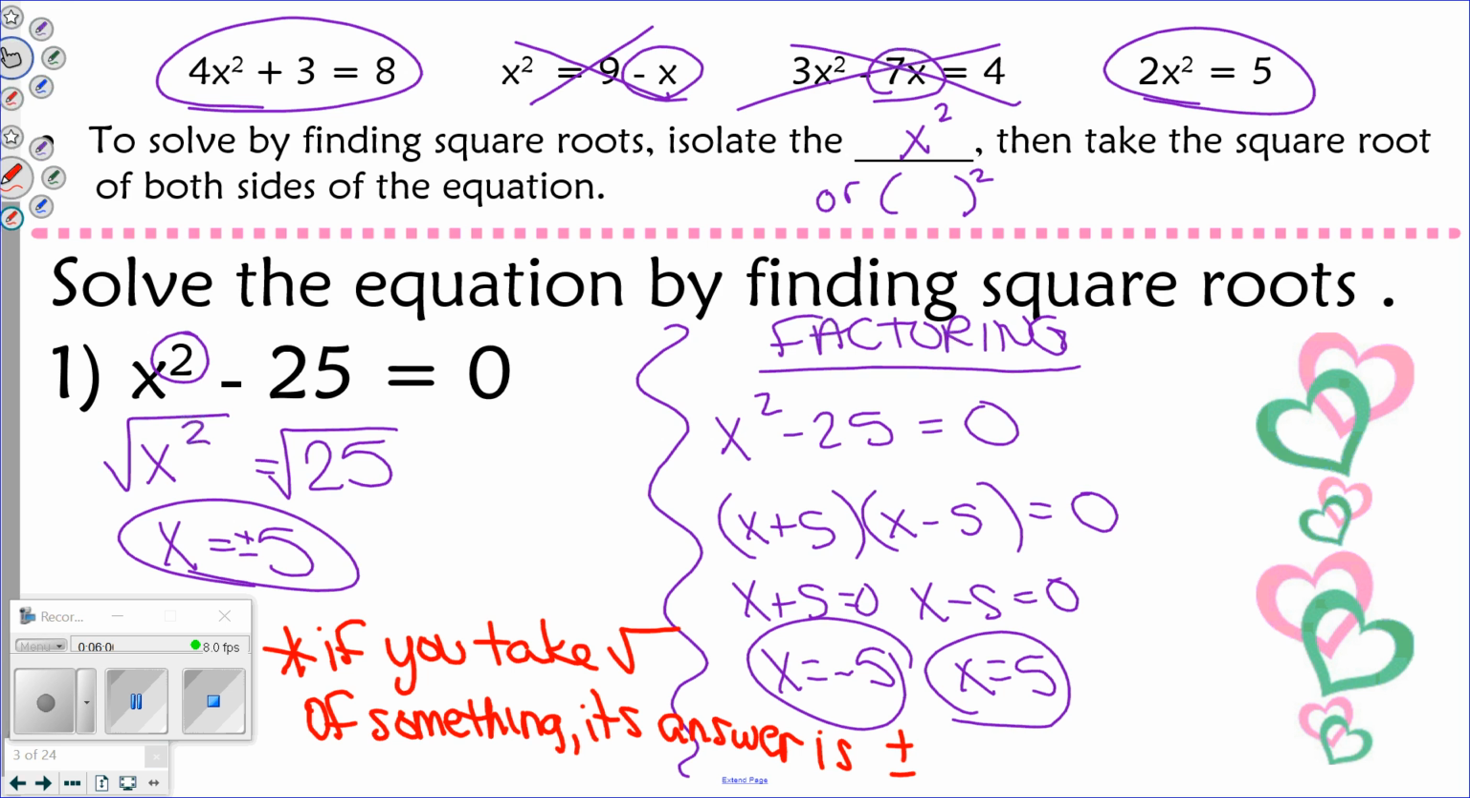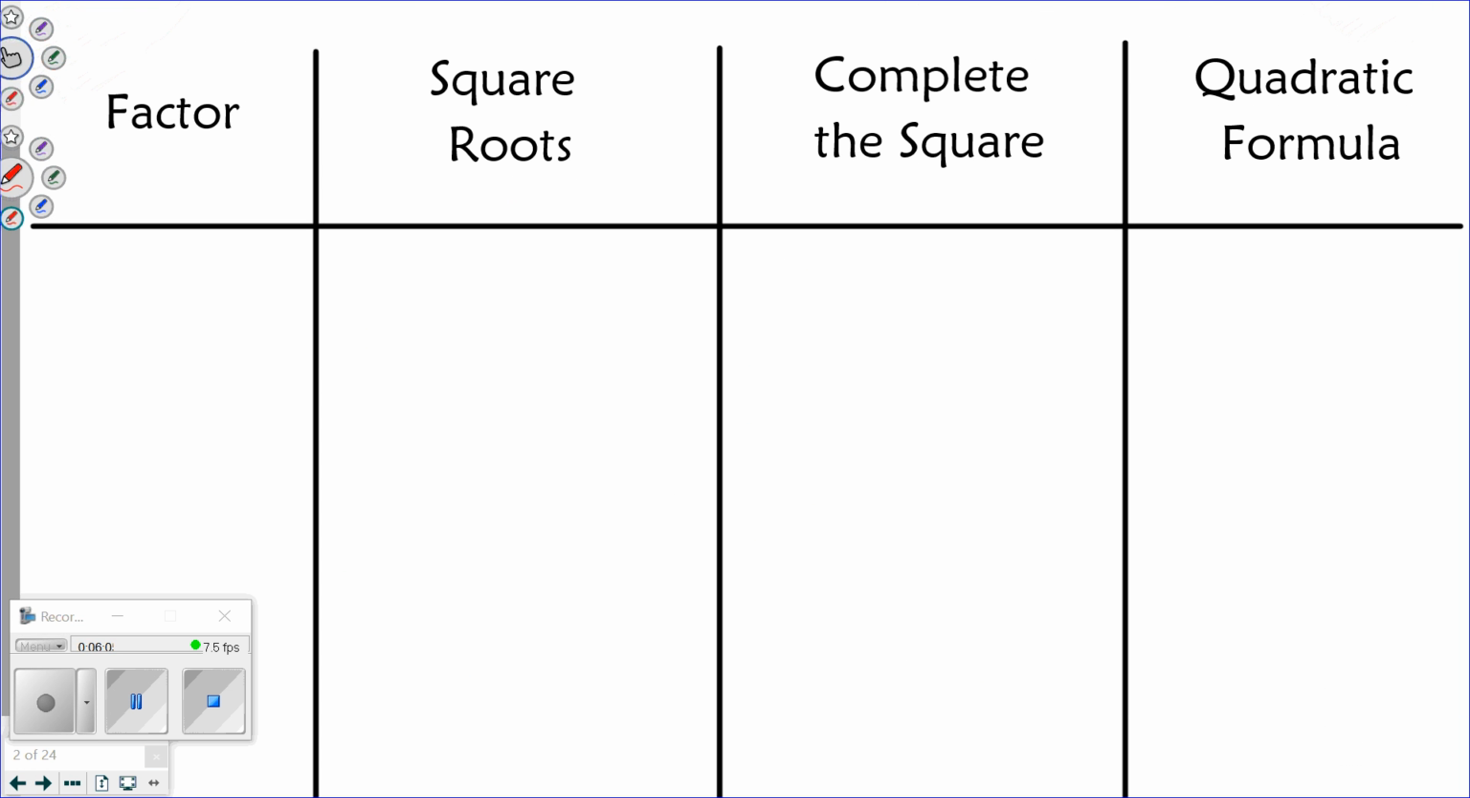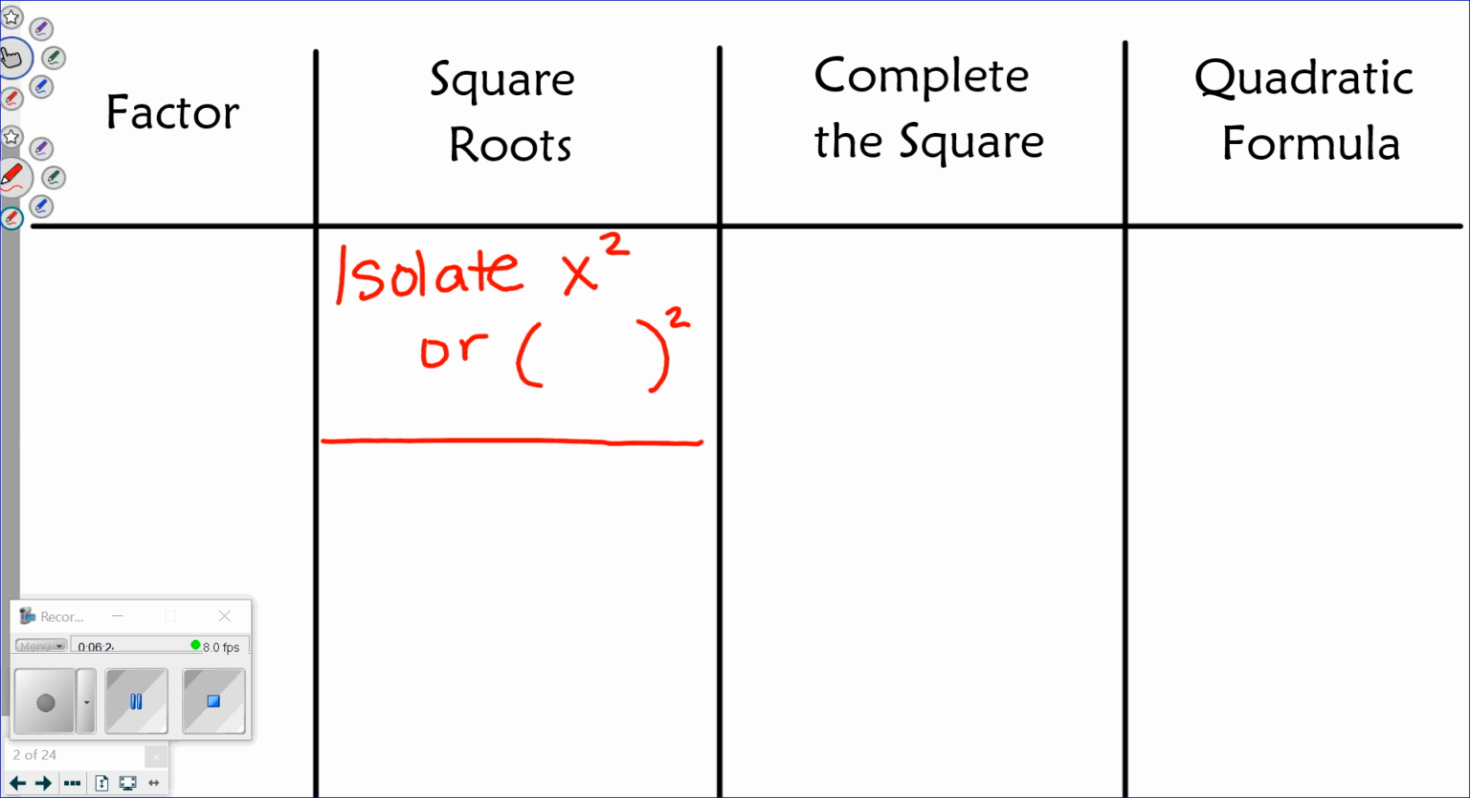So let's come back to this. On your salmon colored paper, you need to isolate the x squared or parentheses squared, and you'll see what that means in a little bit. So that's the first thing: you want to get the squared part by itself. Then take the square root of both sides.